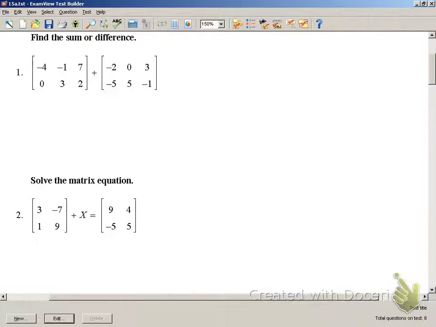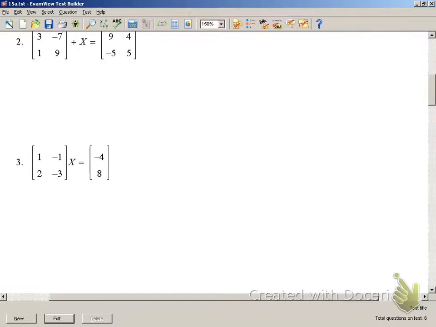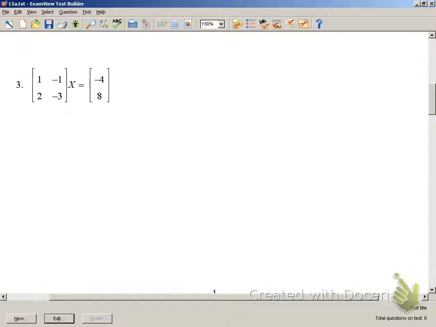Let's go to number 3. Solving the matrix equation on number 3. Same instructions.